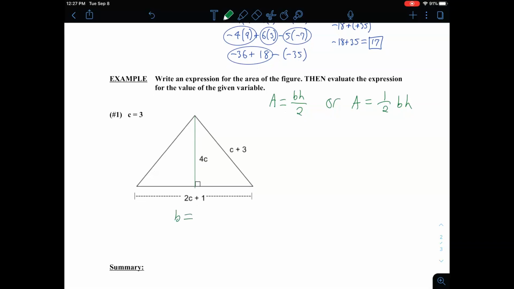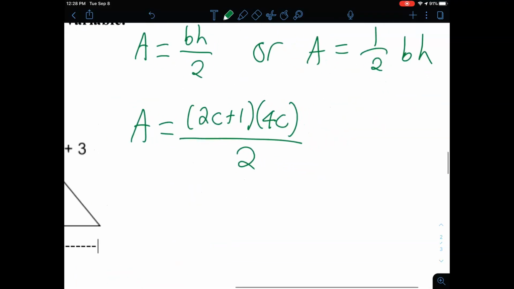So we have, let's figure out what we have here, okay? So we need the base and the height. What's the base of this triangle? It's going to be 2c plus 1. What's the height? It is 4c. The height is a perpendicular distance from the corner straight at a right angle to the base. Okay? And then c up here, it's c equals 3. We'll come back to that later. So we're going to plug in the formula. We have area equals base, which is 2c plus 1 times the height, which is 4c all over 2.